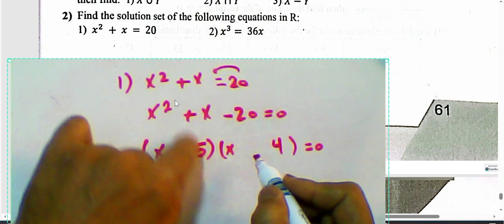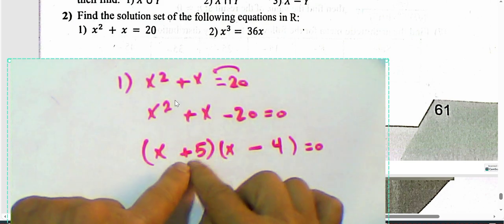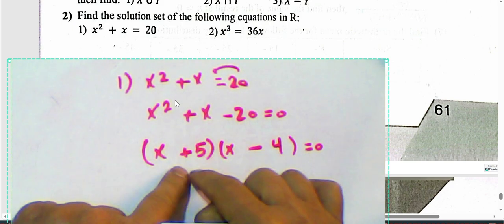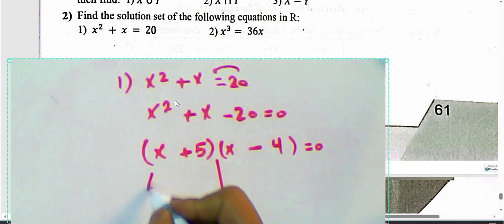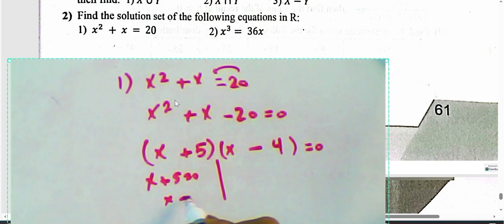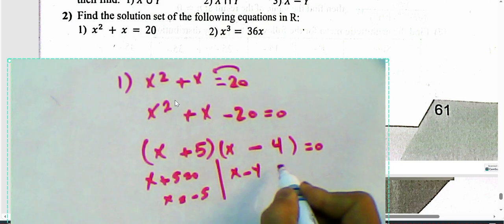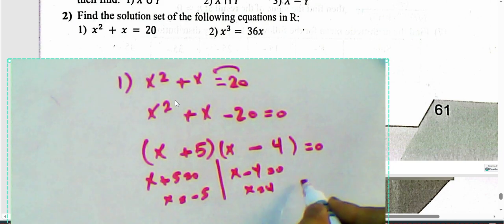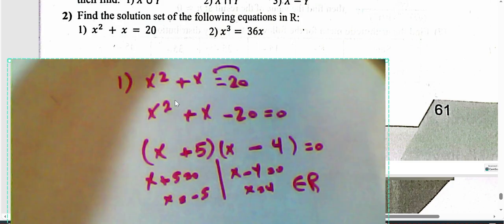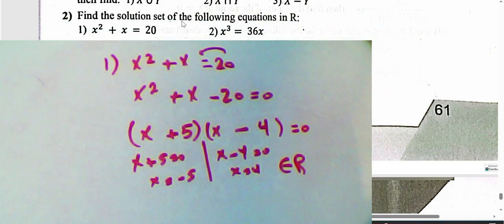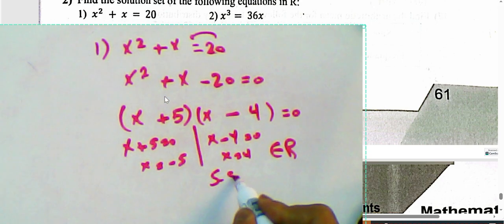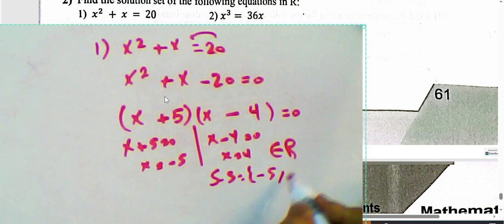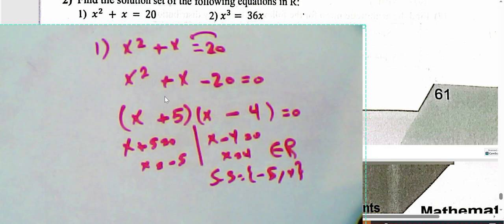The bigger number here will be positive, and this negative. Negative 4 times 5 is negative 20, and the summation between them equals positive 1. Then you can write: if x plus 5 equals 0, then the value of x equals -5. And if x minus 4 equals 0, then the value of x equals 4. They belong to real numbers. Then the solution set of the equation will be -5 and 4. Okay.